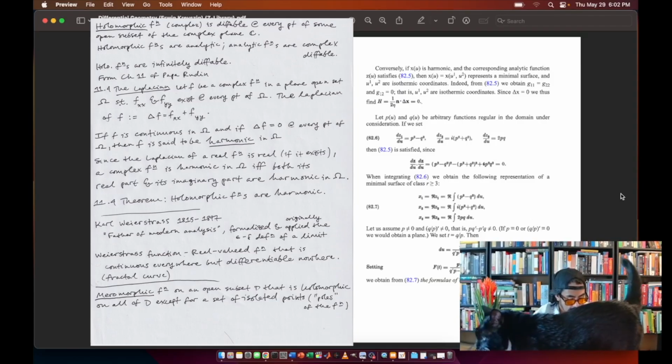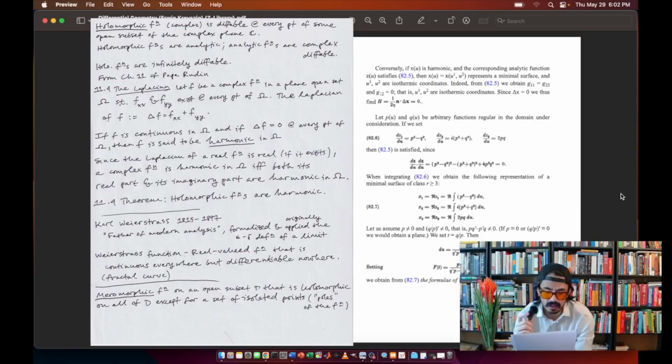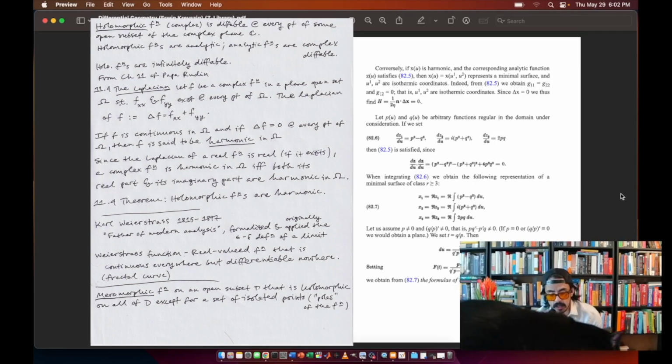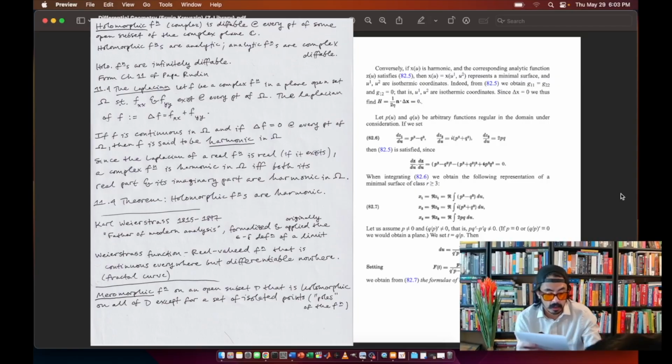What am I saying here? Continuing on. Okay, here's an alternative definition of the Laplacian. Well, I guess I didn't even give one. We've been talking about Laplace's equation, but the Laplacian operator is defined as follows: let f be a complex function in a plane open set capital omega such that the second derivative of f in terms of x and the second derivative of f in terms of y exist at every point of this plane open set capital omega.